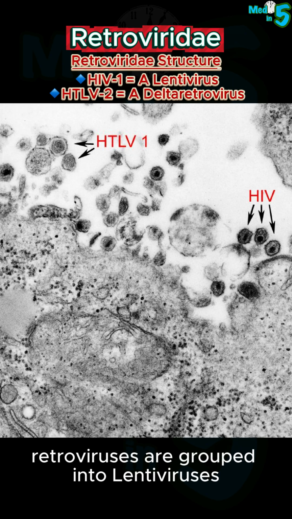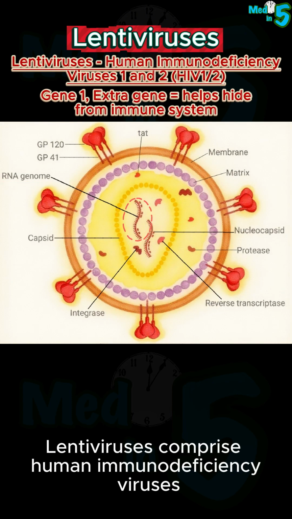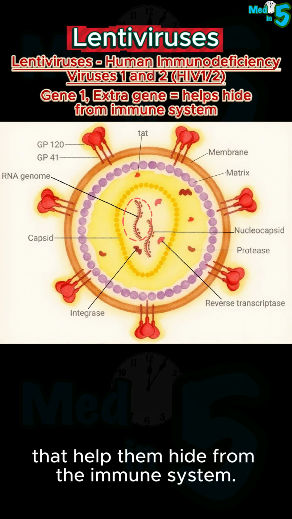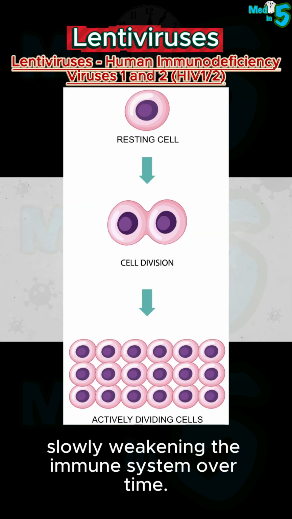Human-infecting retroviruses are grouped into lentiviruses and Deltaretroviruses. Lentiviruses comprise human immunodeficiency viruses 1 and 2. Both have extra genes that help them hide from the immune system. They can infect both resting and actively dividing cells, slowly weakening the immune system over time.